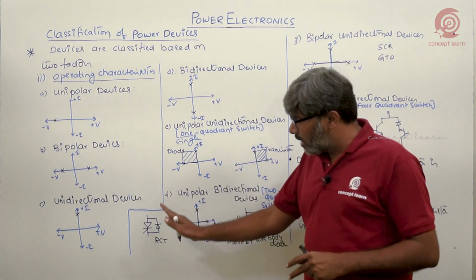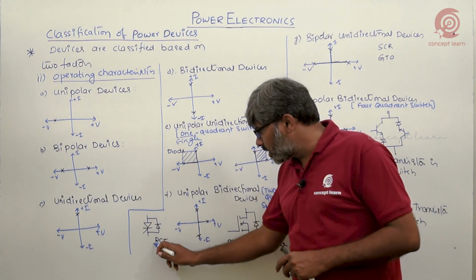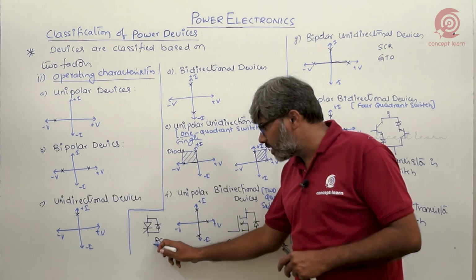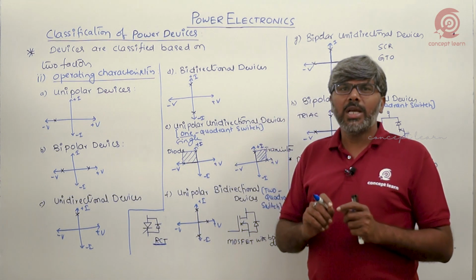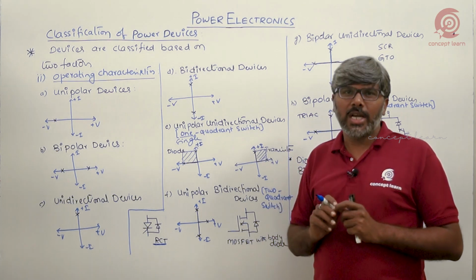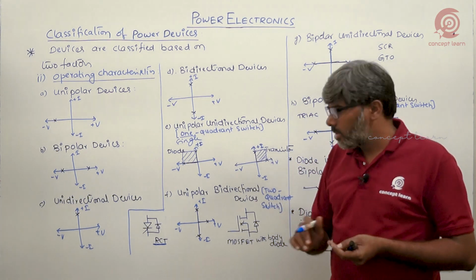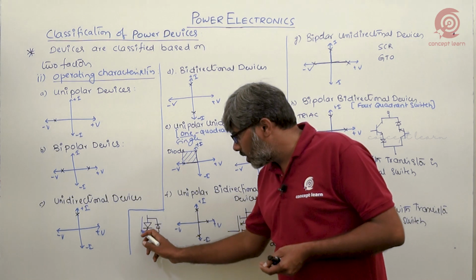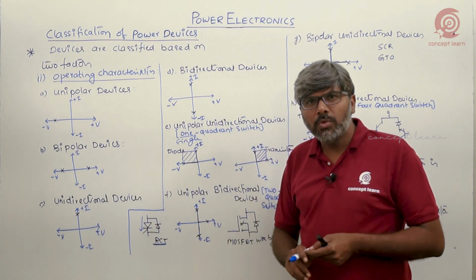In a similar way, we have another device called RCT, reverse conducting thyristor. We know that SCR is a unidirectional device, allowing current in only one direction, in this way, during its forward bias.